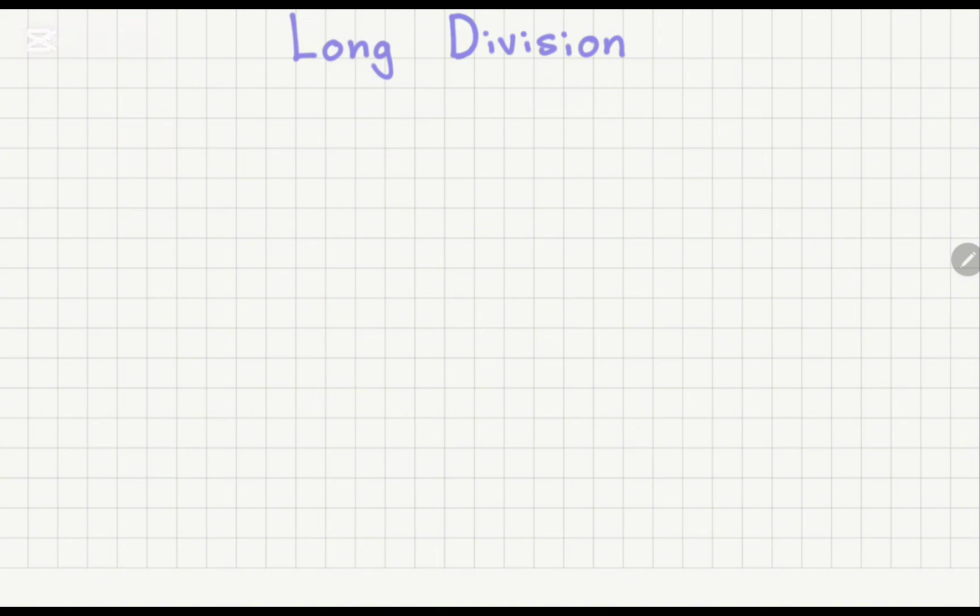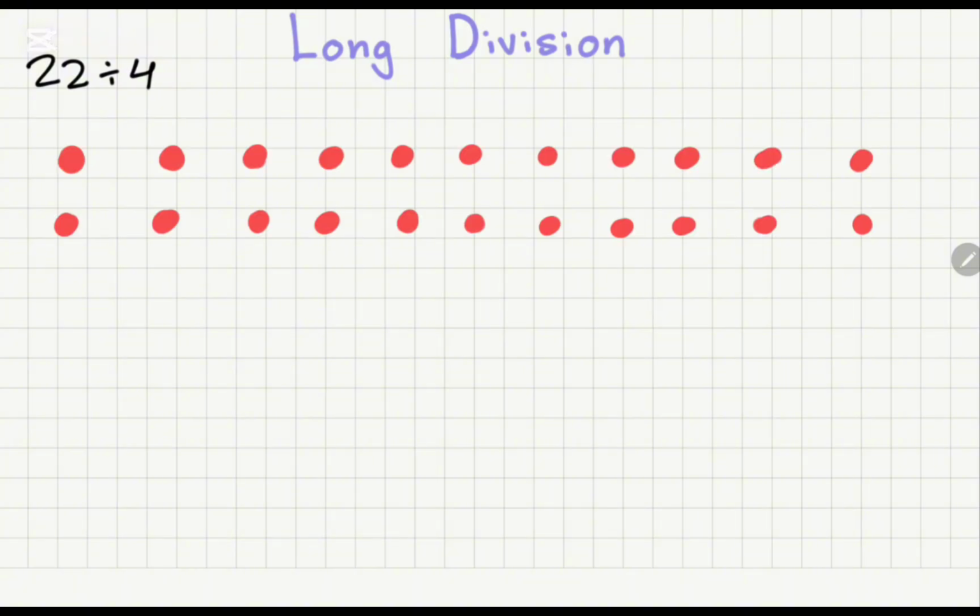Okay, let me draw out the equation 22 divided by 4. So I'm going to start off by drawing 22 dots. Alright, so I have my 22 dots. Let me try to group these into 4. So I'm going to make a circle around 4 dots because I'm dividing 22 by 4. So here's one group of 4.